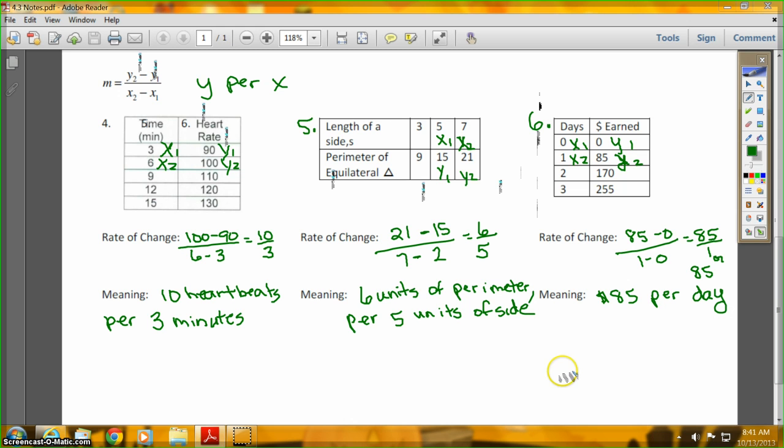$85 per day. And we're ready to move on to our assignment.